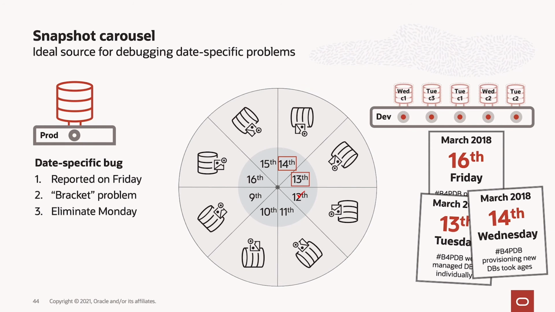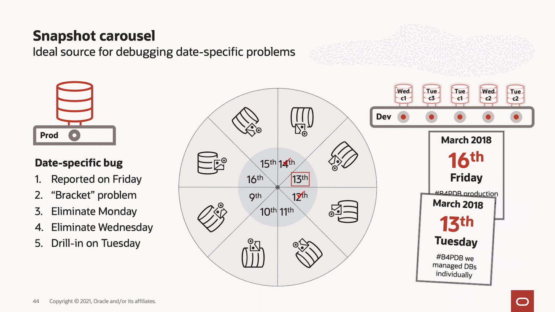Further testing shows that the problem shows up already on Tuesday. Therefore, we can eliminate Wednesday too. We now drill into Tuesday in more depth. You'll notice how agile this process can be. These are the sorts of capabilities that modern, cloud-based development organizations require, so that they can keep up with the demands of the modern business climate.